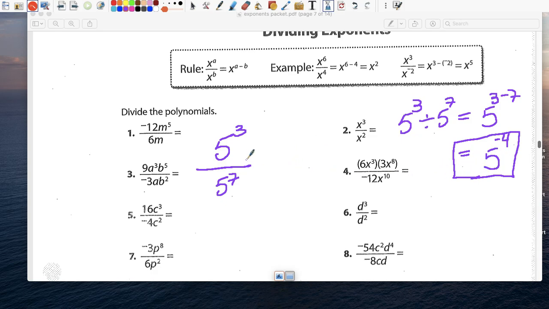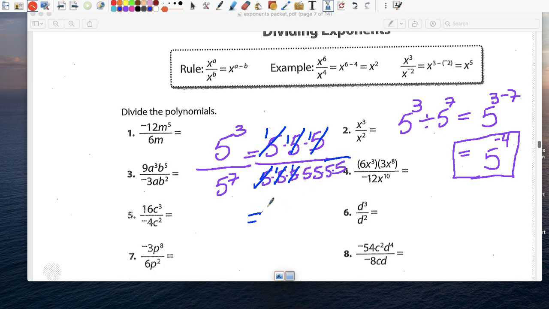So if we were doing this as a fraction, let's expand it. 5 to the 3rd is 5 times 5 times 5. 5 to the 7th is 5 times 5 times 5 times 5 times 5 times 5 times 5. We can simplify, right? What's 5 divided by 5? That's 1. This 5 and this 5 also simplify to 1. And this 5 and this 5 also simplify to 1. I can't simplify anything else, so I'm done simplifying. So look at the numerator. I'm left with 1, 1, and 1. 1 times 1 times 1 is just 1. The bottom, I'm left with 5 times 5 times 5 times 5. It's 5 to the 4th power.